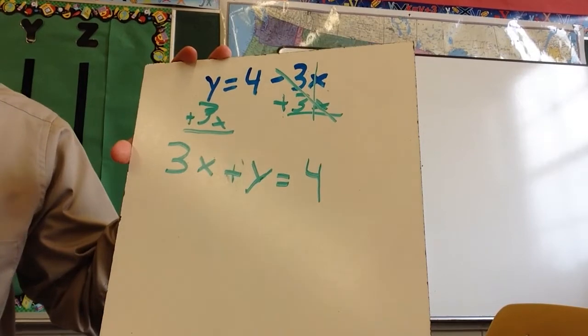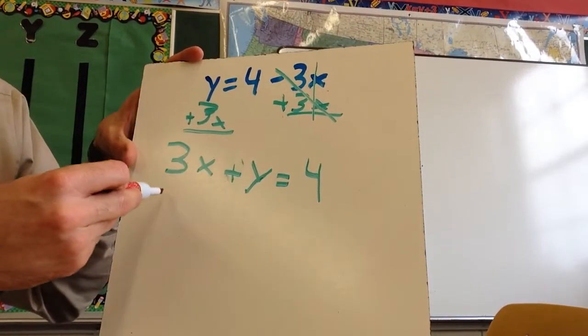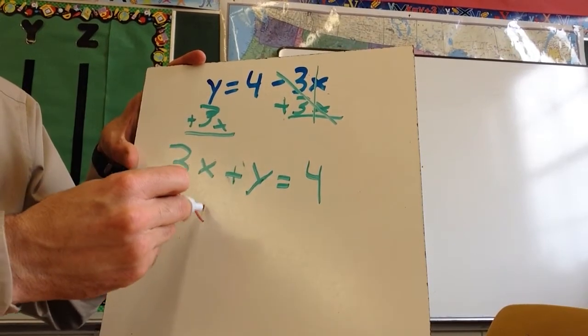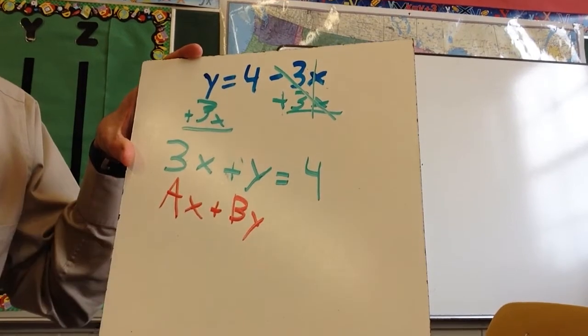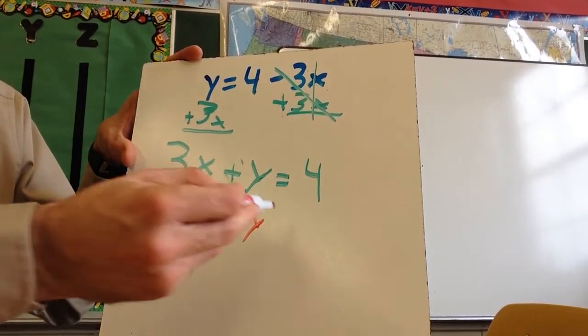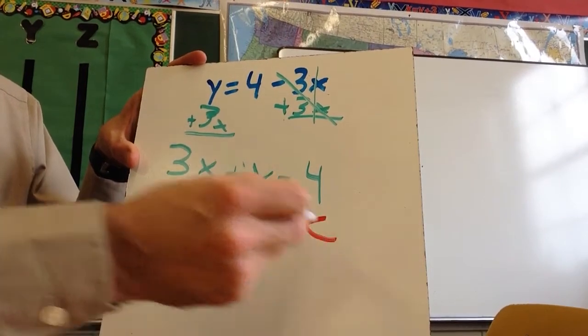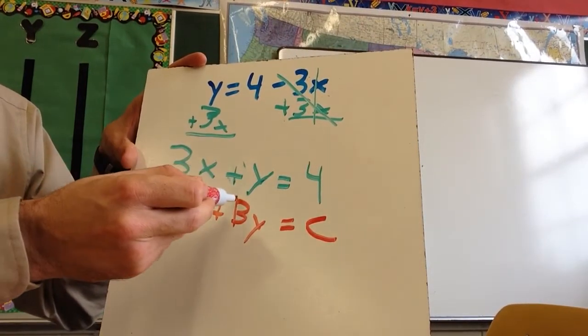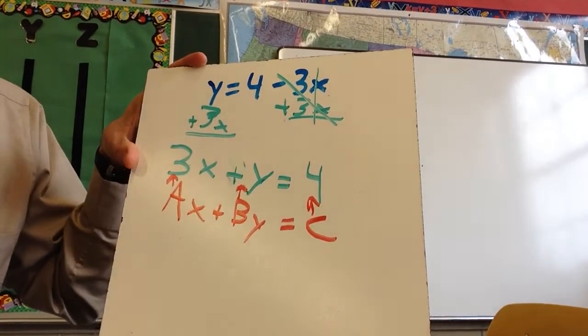At this point, I now have it in the form ax plus by equals c, because I have a, which is my 3, times x, plus, remember there is a number in front of that y. It's a 1, so my b is a 1. So I got 1y equals, and then this is my c. So this is a, my b is the 1, that's the c. Here's my a.